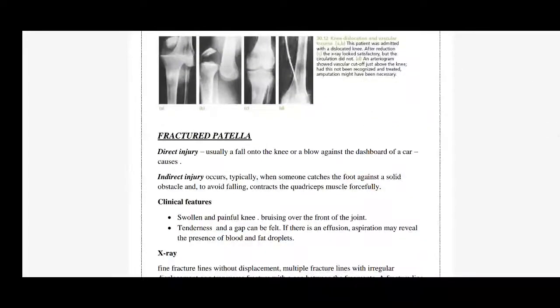Another important subject, part of the injuries to the extensor mechanism, is the fracture of the patella. As we know, the patella is the largest sesamoid bone in the body, present in the substance of the quadriceps tendon, bearing the tendon to cross the knee joint. It facilitates the extensor mechanism. Mechanism of injury is either direct or indirect.